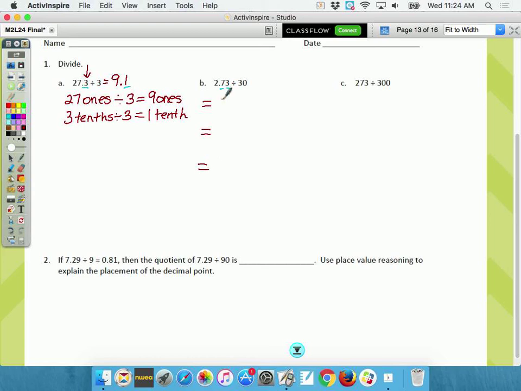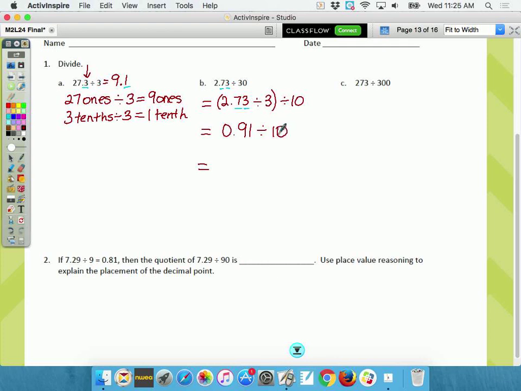I'm going to think about 2.73 divided by 3 divided by 10. So go ahead and write that down. And what's my place value? Hundredths. I know I've got a 9 and a 1 in my answer. What do you think it's going to be? 91 hundredths. Very good. So, write down 91 hundredths divided by 10.